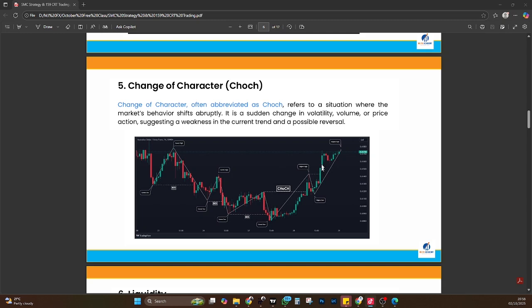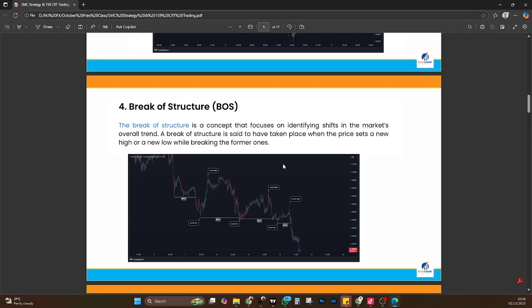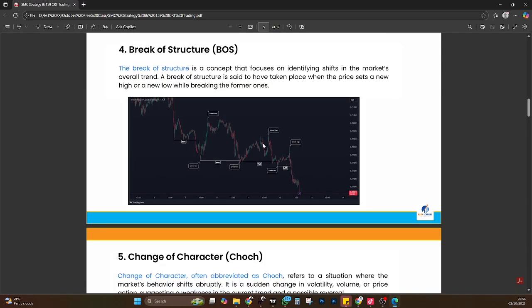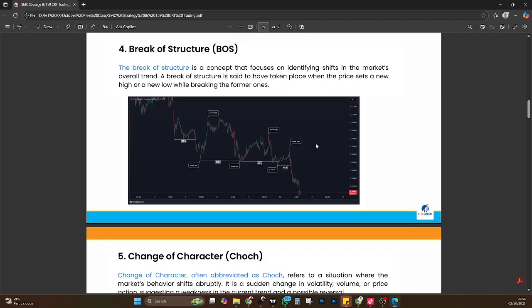All right, here we are. Here we go. So those are the two differences between BOS and change of character.